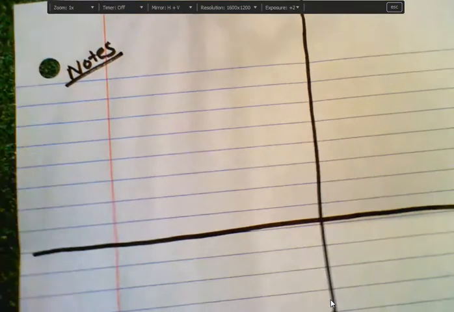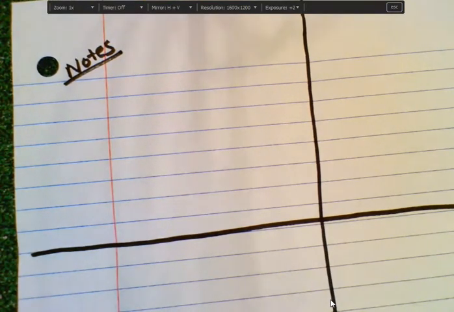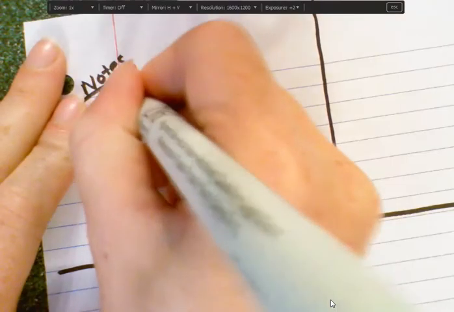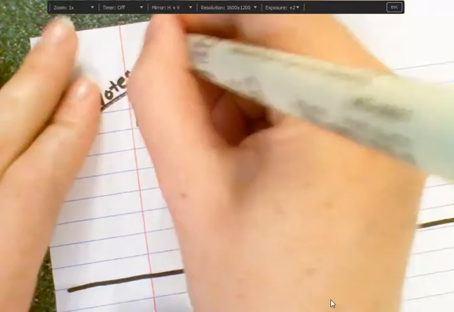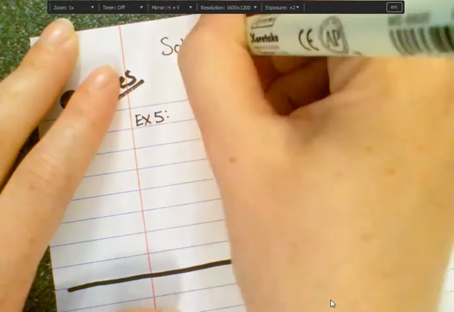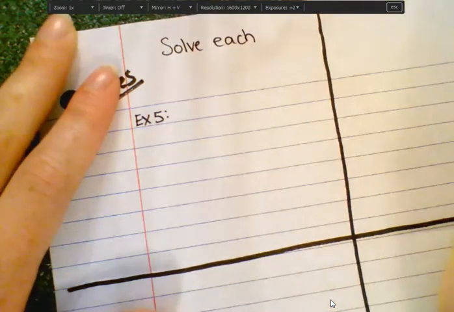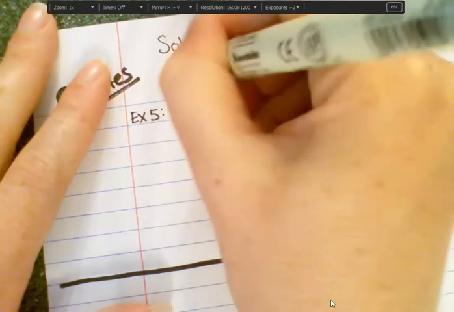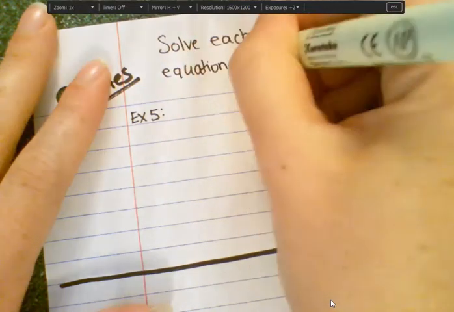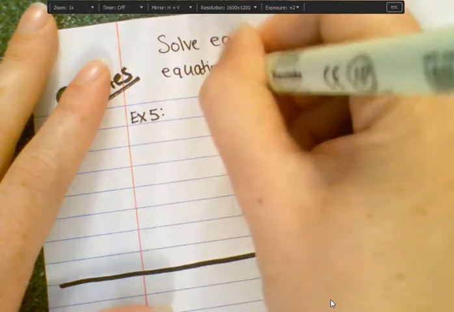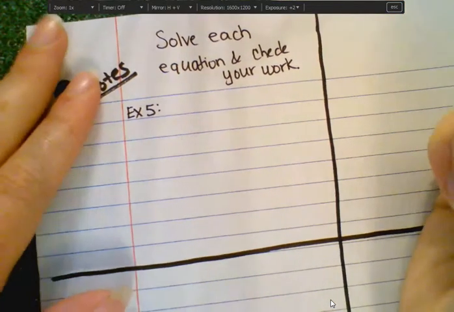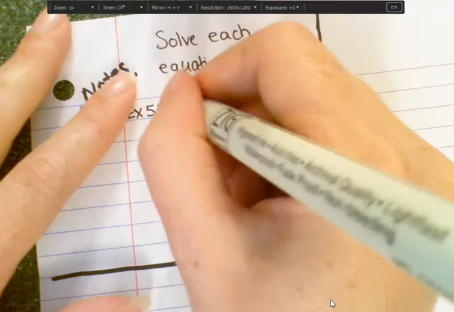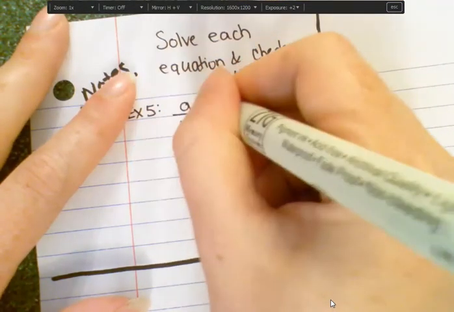Okay, so let's go ahead and we were left off with example 3, so we'll pick up with example 5. And again, they're going to be the same instructions as before. Solve each equation and check your work. Okay. All right, so example 5 is we have the equation g over 4 equals 9.